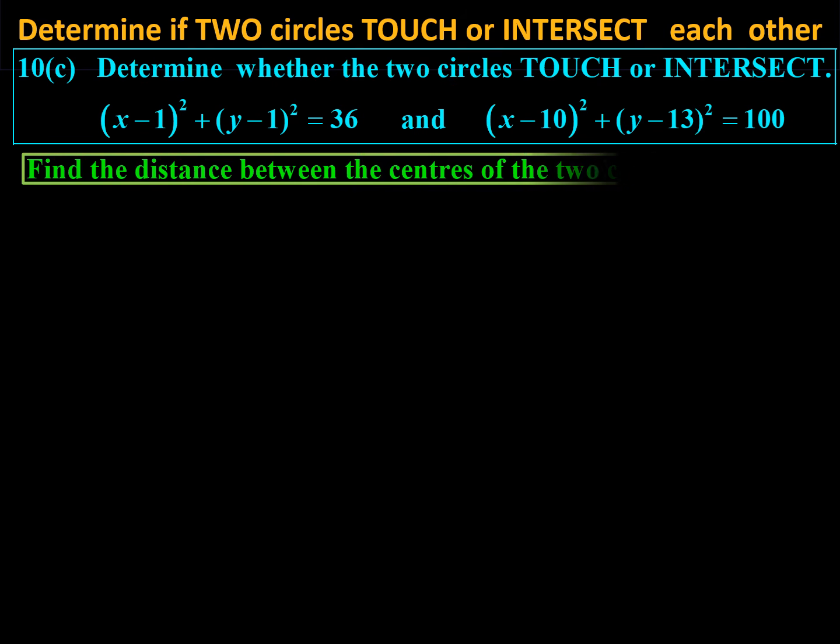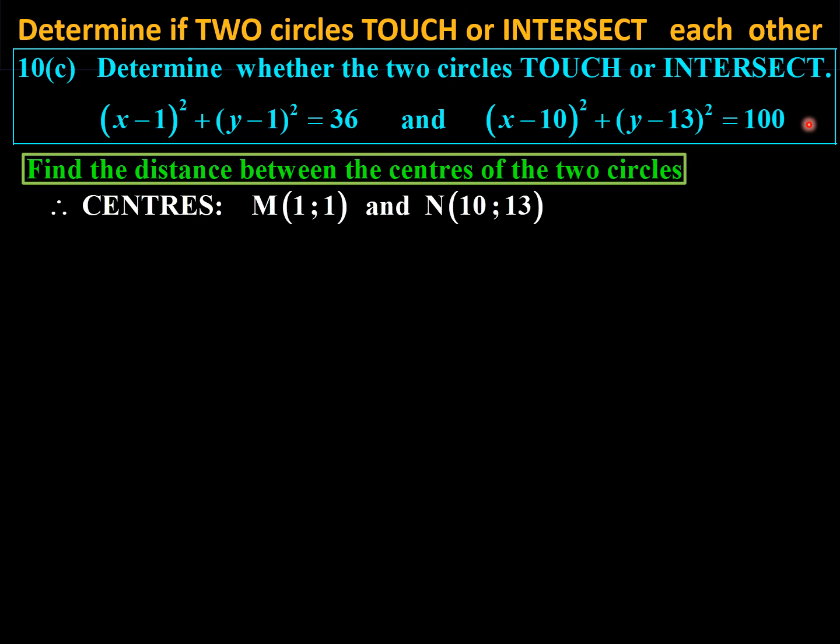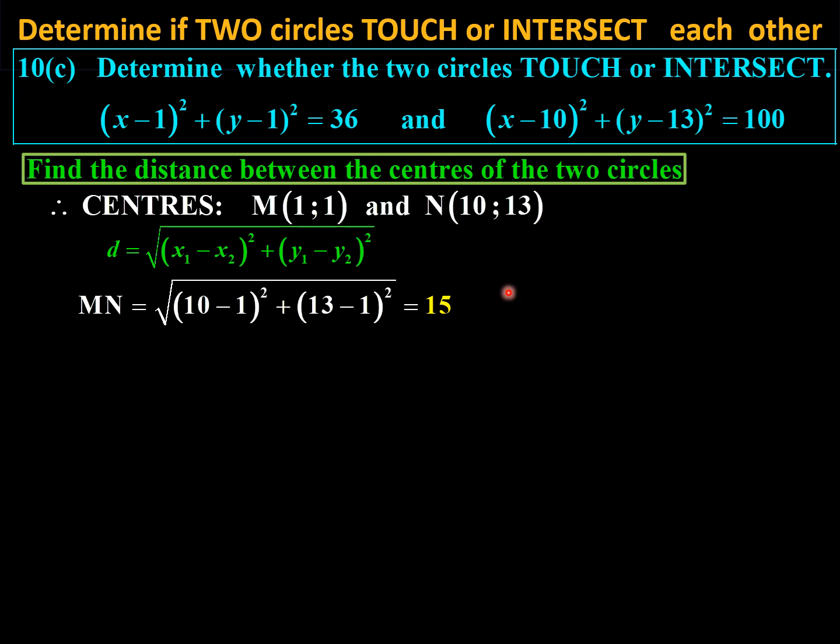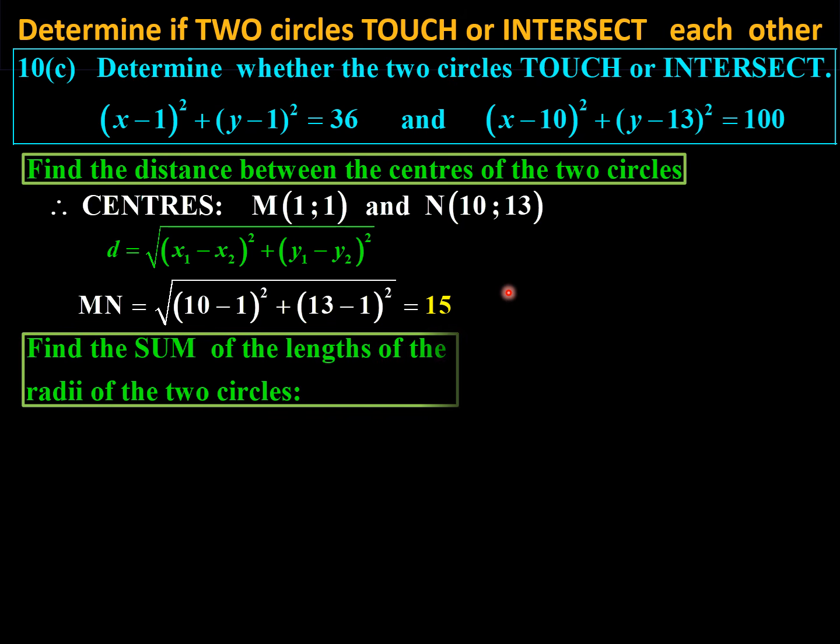circles. Again there the center is 1 and 1, and there we have a center 10 and 13. This radius is 6 and that radius is 10. So we have the coordinates of the two centers, M and N. Let's find the distance. We find the distance is 15. Now let's add the two radii lengths together. So if I add the two, 6 plus 10, that is 16.